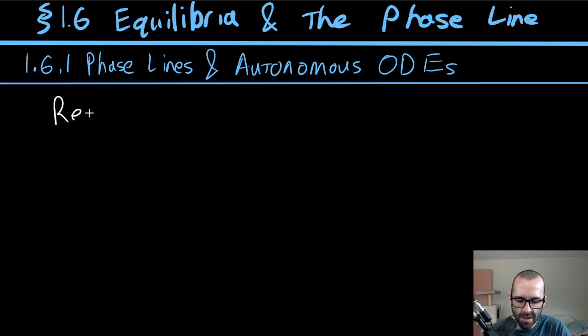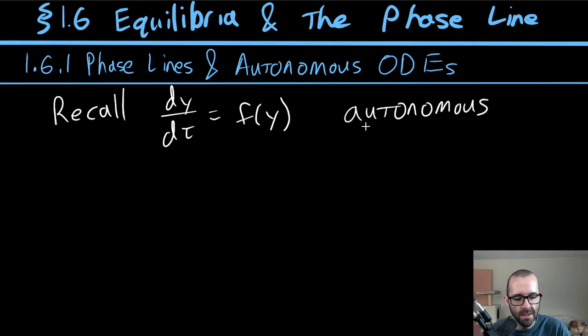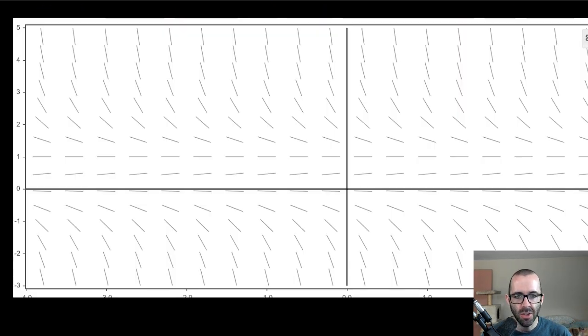So recall something that we already know, right? dy/dt equaling f, if it's solely a function of the dependent variable, there's no t's in here, just the dependent variable y, then this is autonomous. Autonomous meaning self-governing. It doesn't depend on time. If you get one solution, you get infinitely many more solutions by doing a horizontal shift. And we know what slope fields look like for autonomous differential equations.